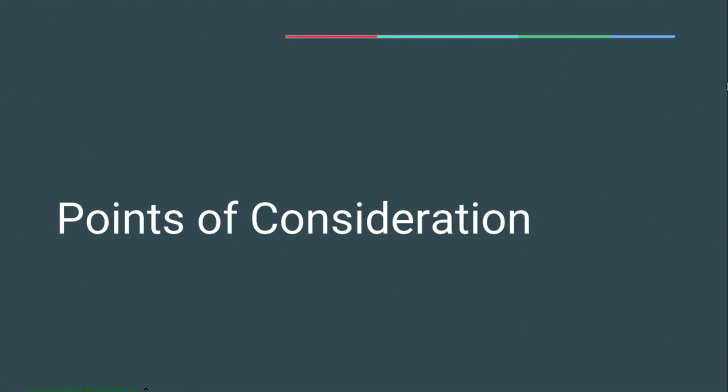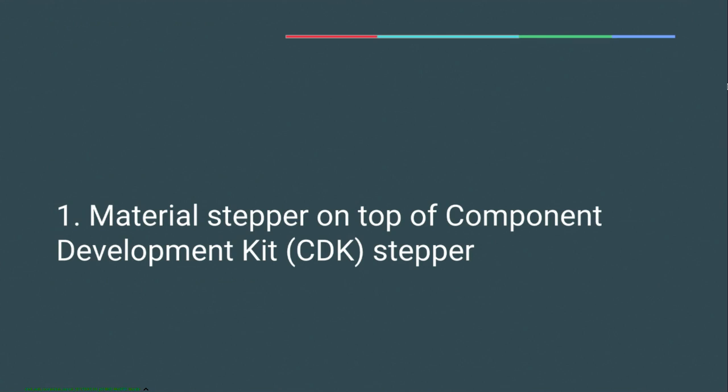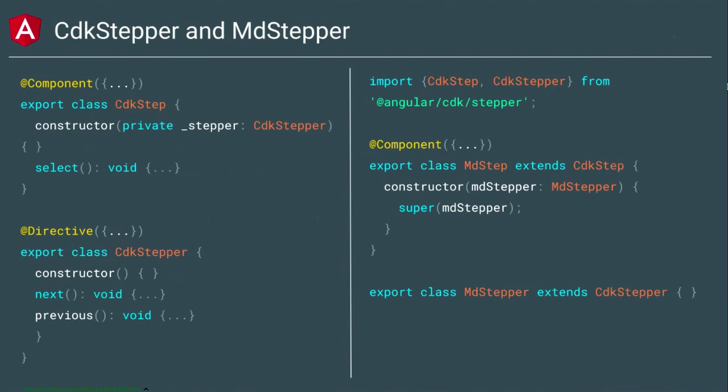And there are some important points of consideration. The first is that the material stepper component is actually built on top of the component development kit stepper, which we call CDK stepper for short. And here you can see on the left that the CDK stepper actually contains all the logics for the stepped workflow. For example, the next method, which takes the user to the next valid and available step, and the previous method, which takes the user to the previous valid and available step, are all contained inside the CDK stepper. And on the right, you can see that the MD stepper, which is the material stepper component, actually simply extends the CDK stepper and delegates all the logic to the CDK stepper.